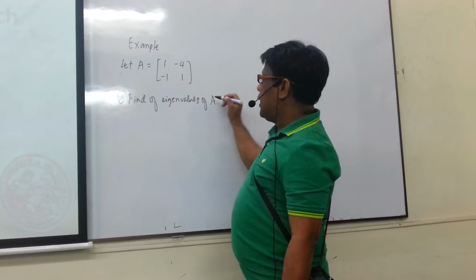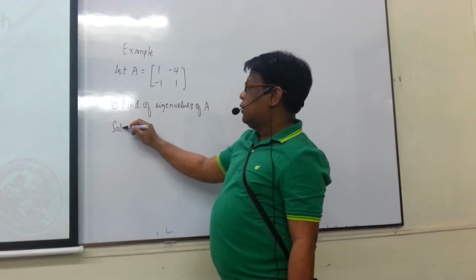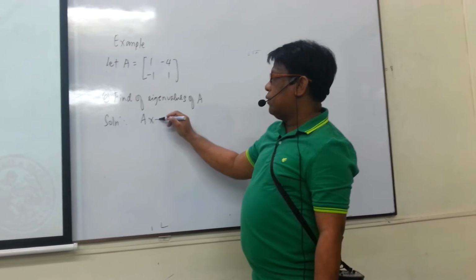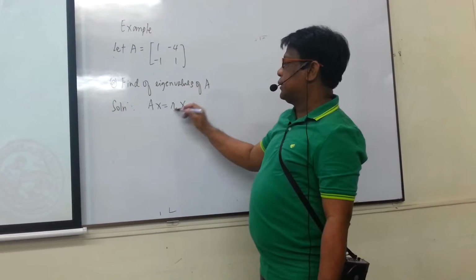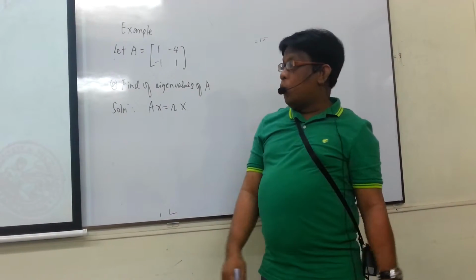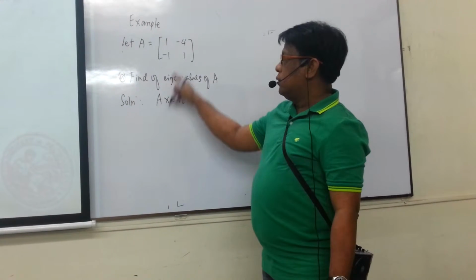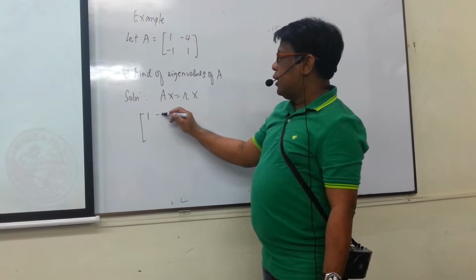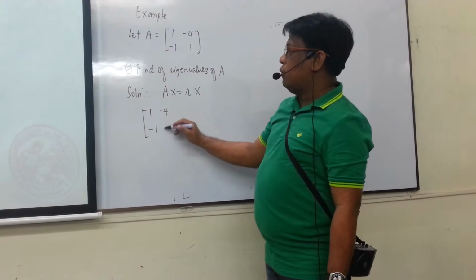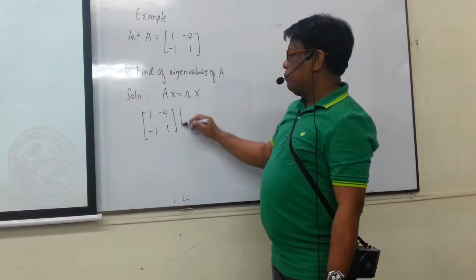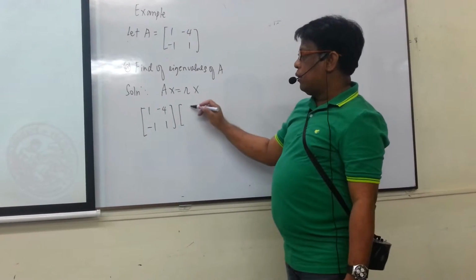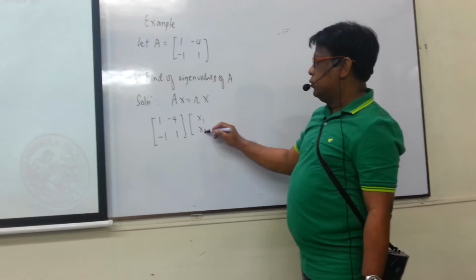So in defining the eigenvalues of A, we will begin with the equation Ax equals lambda x. Where A is now the given matrix with the components 1, negative 4, negative 1, 1, multiplied by vector x, where we have the elements of vector x as x1 and x2.